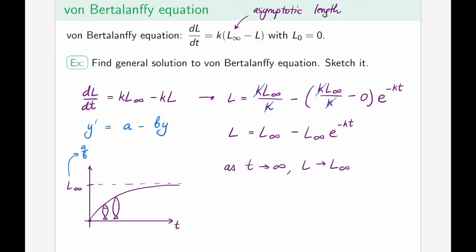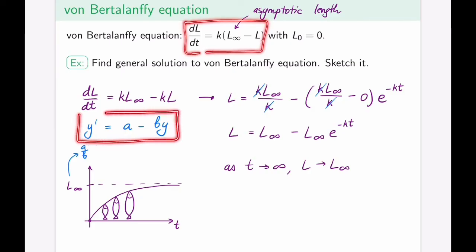Now, different species of fish, of course, will grow differently depending on their genetic makeup, and this is what the constants k and L infinity will actually help determine. But the general growth model is the same for many of the species. Let's just take a second here and really compare this form of the equation with the form that we have originally derived our solution for.